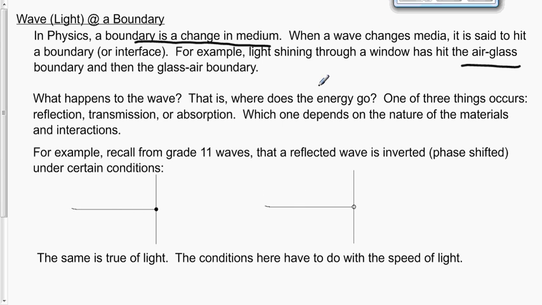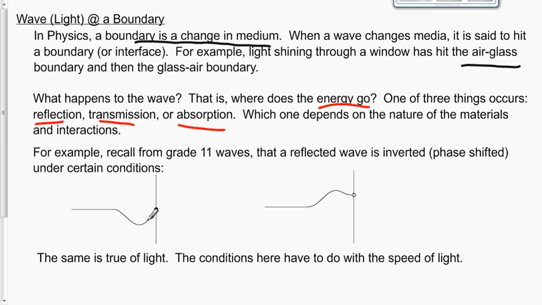And what happens to that wave? Well, when we're talking about what happens to the wave, what we really mean is what happens to the energy, because that wave is actually a form of energy. And this is where your recollection of grade 11 physics comes in: really only three things can occur to the energy of that wave. It can be reflected, it can be transmitted, or it can be absorbed. What actually happens depends on the nature of the materials and the interactions themselves, but one or some of all of those three things will happen whenever a wave, or in this case light, hits a boundary or interface.